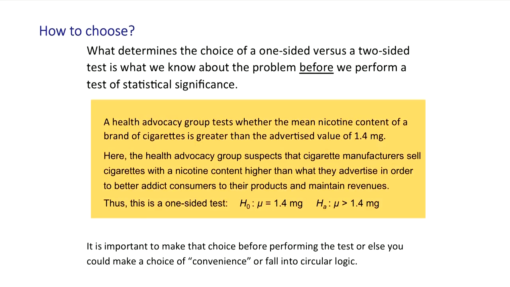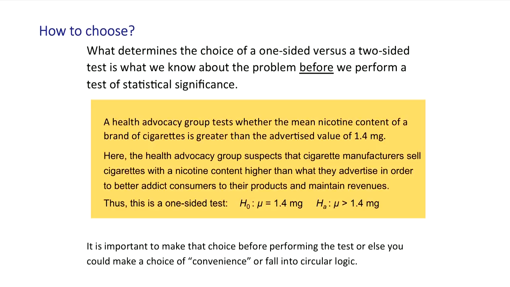So how do we choose between these? Well, what determines the choice really is based upon the question that we're trying to ask. In other words, do we have a strong reason for assuming that the population mean would be greater than that specific number or less than that specific number? Unless we have a really strong reason to believe one or the other, then we should end up defaulting to a two-tailed test.